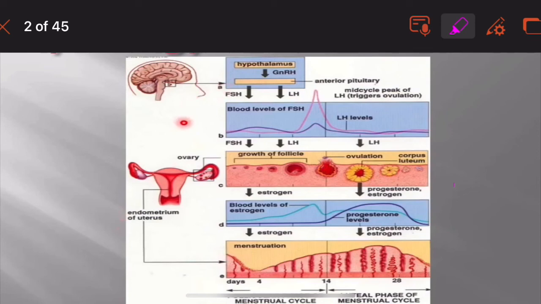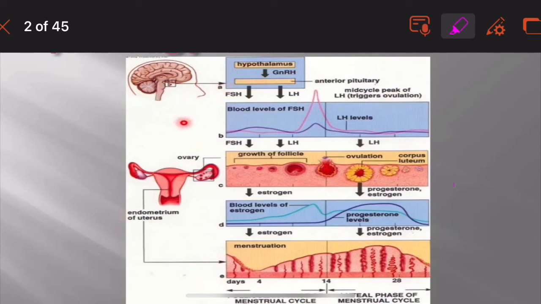Till now there is growth of the endometrium. Then on the 14th day, ovulation happens. There is rupture of the Graafian follicle, and the remaining part is the corpus luteum. The corpus luteum secretes the hormone progesterone. Then there is an increase in the level of progesterone. The endometrium becomes thicker and secretory in activity, preparing it for implantation.